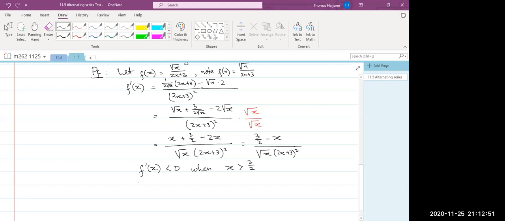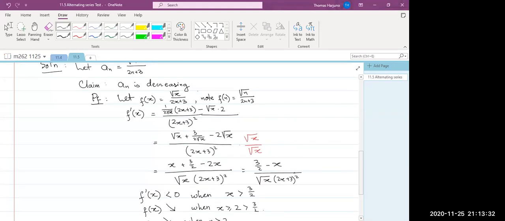Okay. Well, basically, we are saying that f(x) is decreasing when x is greater than or equal to 2, which is greater than 3/2. Therefore, a sub n is decreasing when n is greater than or equal to 2. Okay. In other words, a sub n is eventually decreasing. It doesn't start from 0. Well, anyway, so I proved that it is decreasing eventually.